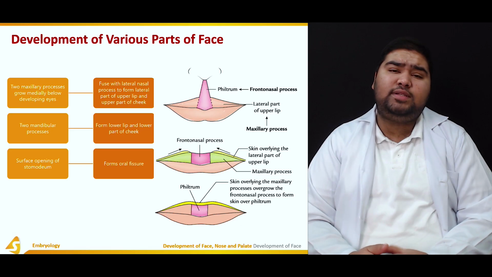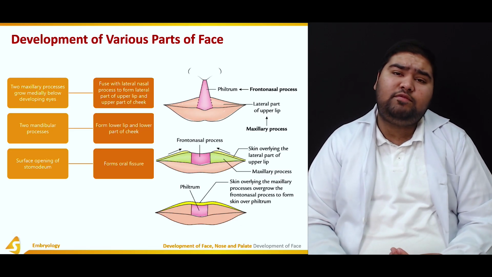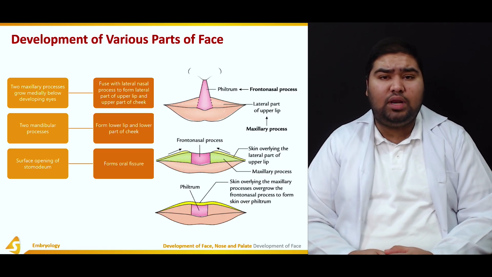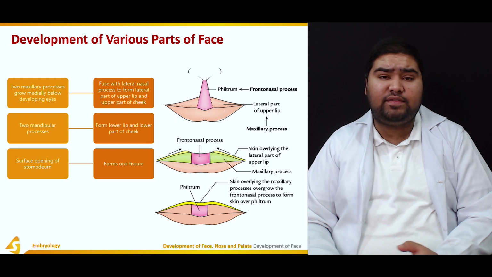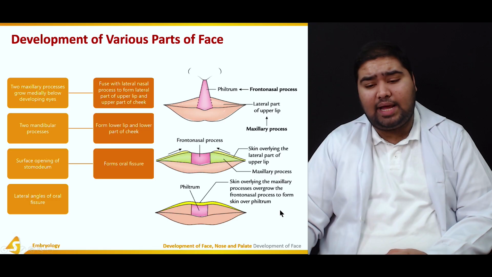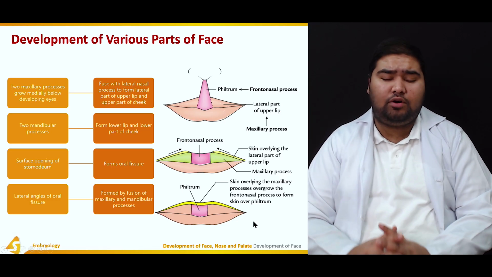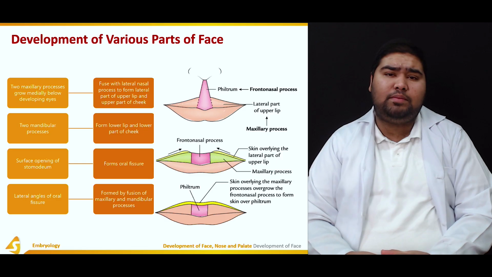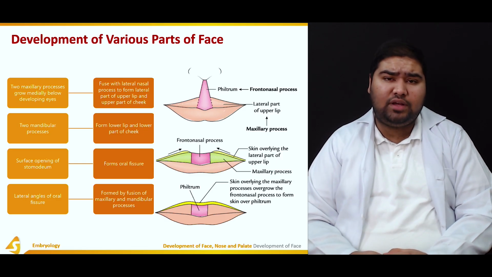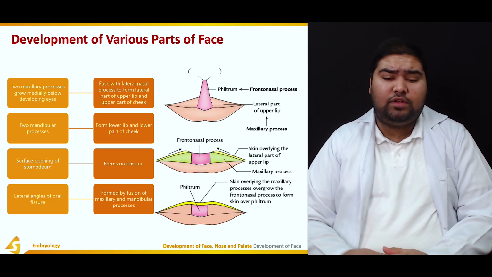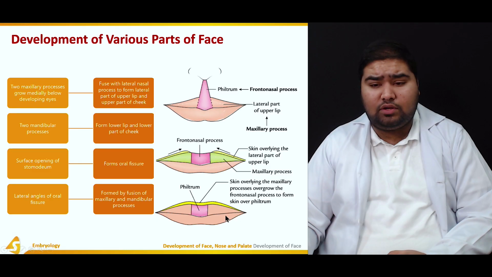The stomodeum was the primitive mouth, or the site of the adult oral cavity. So it forms the oral fissure, the surface epithelium, the surface opening, and the lateral angles of the oral fissure. These are the lateral angles of the oral fissure. These are formed by the fusion of the maxillary and the mandibular processes. Obviously, the maxillary and mandibular processes come together, and as a result of their fusion, we have the formation of the lateral angles of the oral fissure.